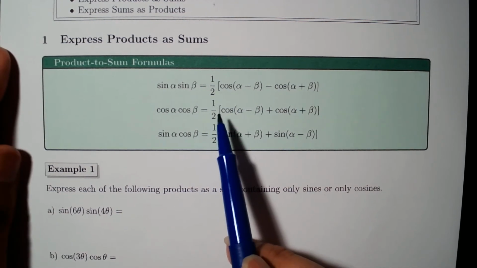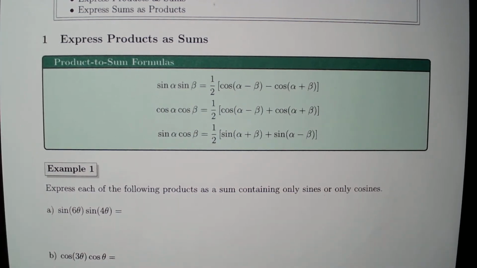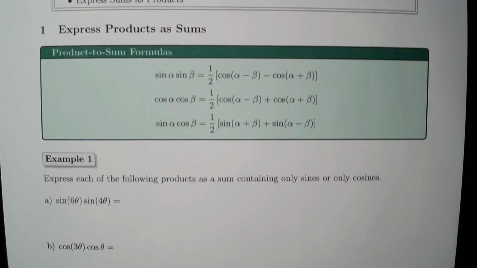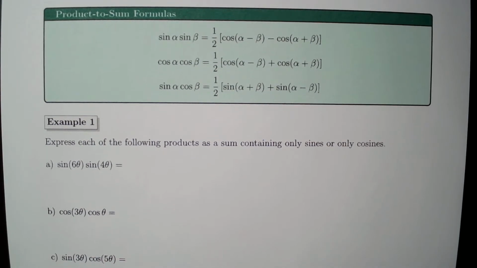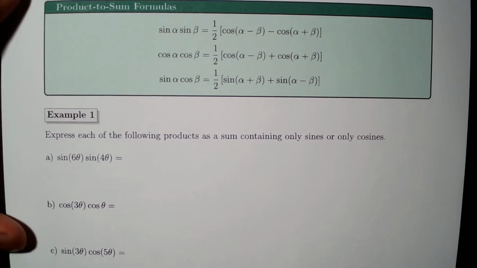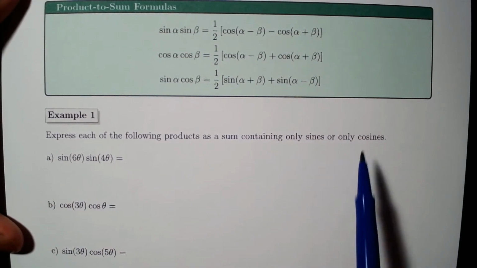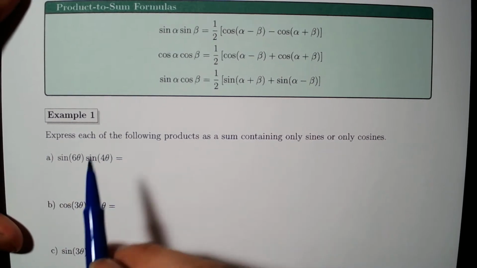We are going to have two different angles, alpha and beta, and all we do is just apply the formula. So let's do a couple of examples, just so we can see this in action. Express the following products as a sum containing only sines or only cosines. Well, let's have a look.